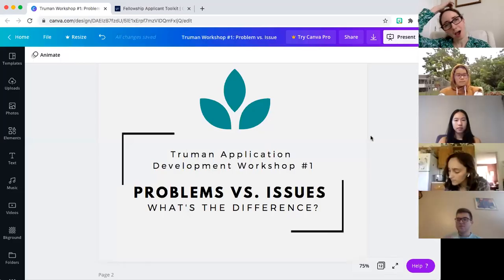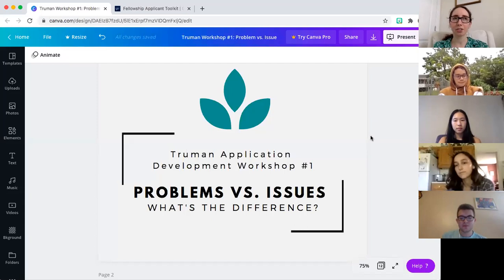Okay, here we go. So this is going to be the first of a series of application development workshops to help you think through the different components of your application, better position you in terms of specificity and clarity of what you're proposing, and make sure that you have as cohesive a narrative as possible.